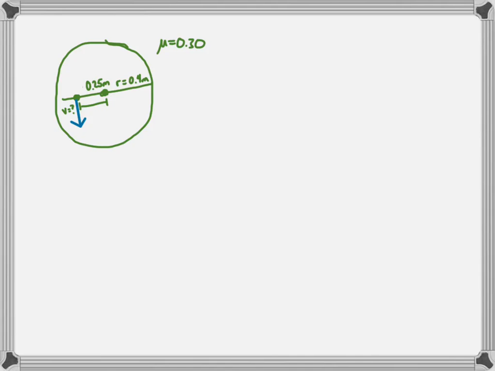All right, well, I have a formula for centripetal force: F_c equals mv squared over r. Now the thing that's supplying my centripetal force is the force due to friction. So let's replace F_c with F sub f, and that's going to equal mv squared over r.